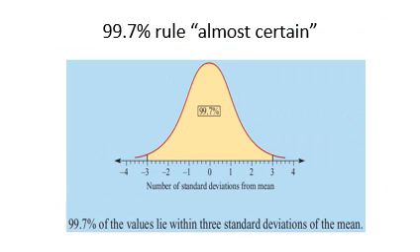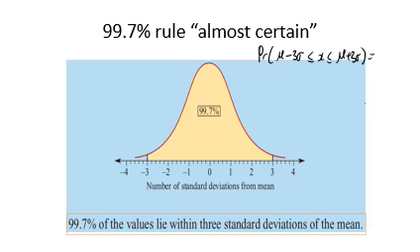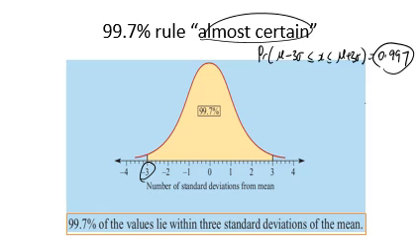And then we get to the 99.7% rule, and so what we're saying there is the probability that the mean minus 3 standard deviations less than or equal to x less than or equal to the mean plus 3 standard deviations is equal to 0.997. Now obviously that's almost 1, isn't it? And so therefore we say that it's almost certain that our values are going to lie within 3 standard deviations of the mean.